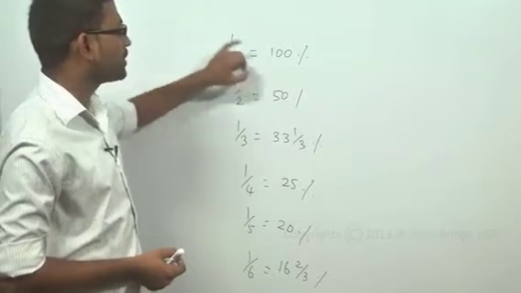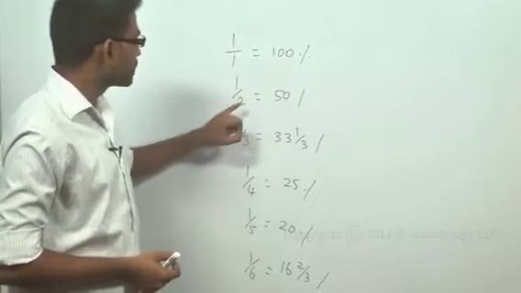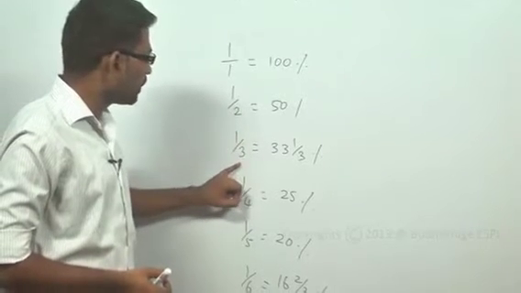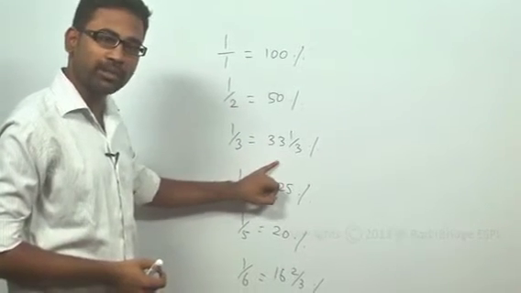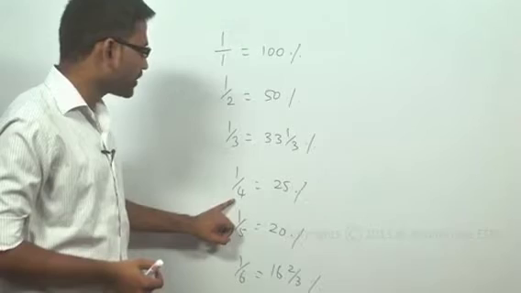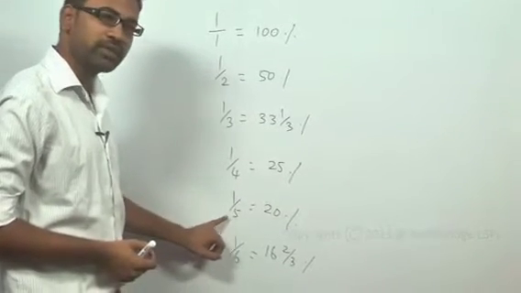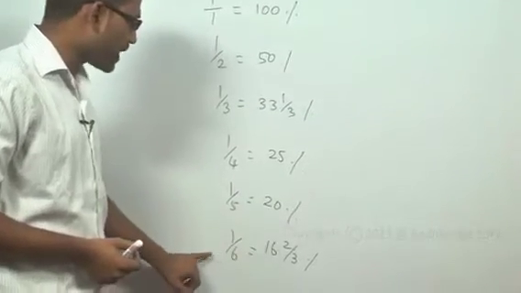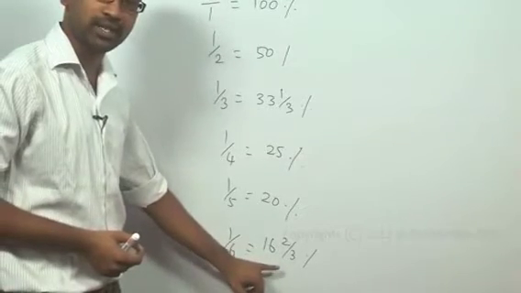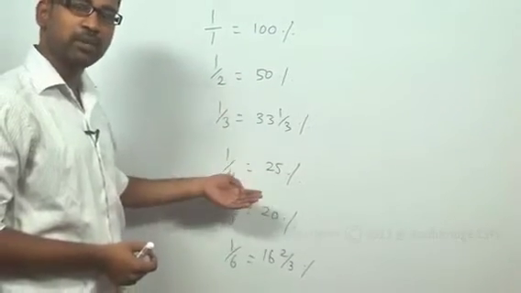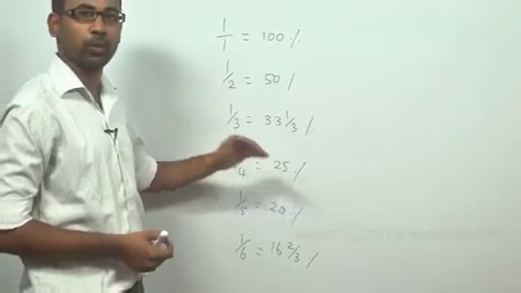On the whole, one is said to be 100%. 50% is represented by 1 by 2, and 1 by 3 is 33 1 by 3 percent. 1 by 4 is the quarter, which is 25%, and 1 by 5 is 20%. And 1 by 6 is 16 2 by 3 percent. At this stage, just remember these standard values; this can be used as a reference when we are solving the problems.